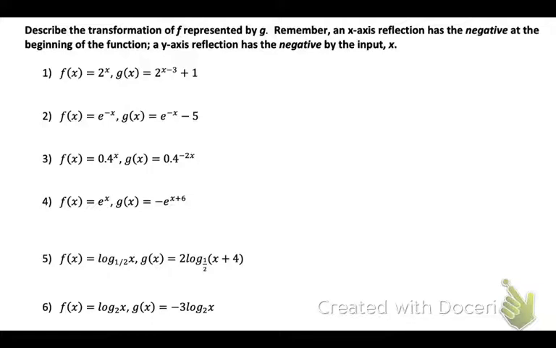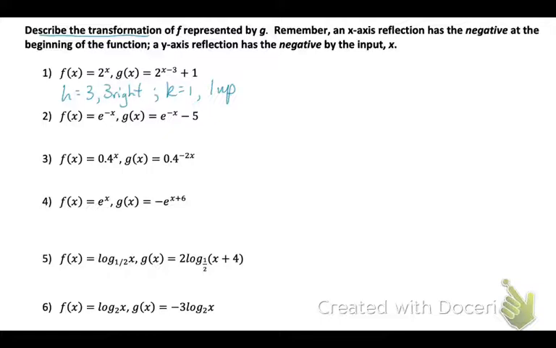All right, let's look at number 1. So f of x is the exponential equation 2 raised to the x power. G of x is 2 raised to the x minus 3, and then plus 1 at the end. So we have an h value of positive 3, so that's a shift 3 to the right. And then we have a k value of positive 1, so that's a shift of 1 up.